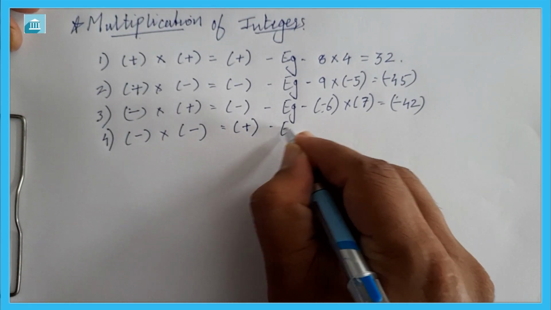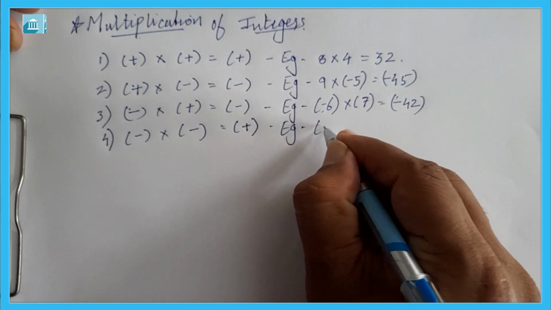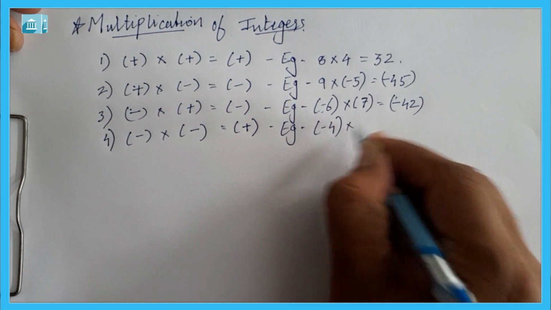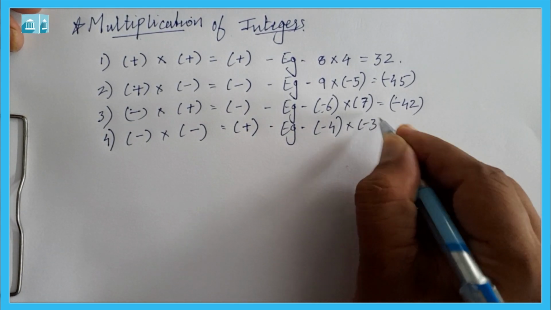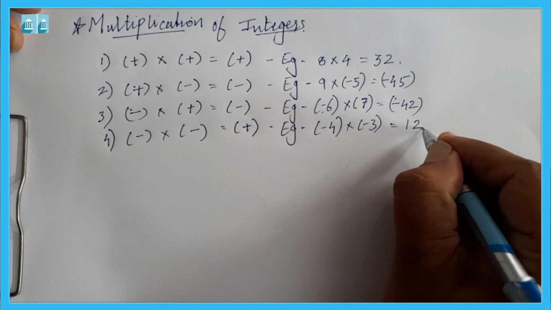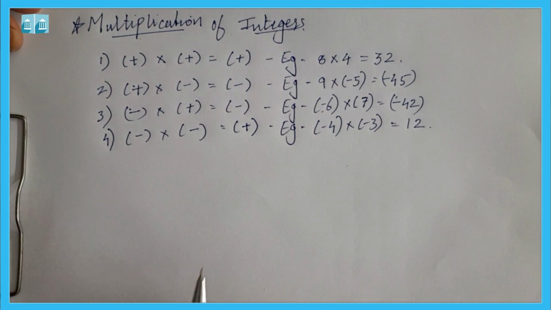Now, negative multiplied by negative, the result is always positive. For example, minus 4 multiplied by minus 3, the result is 12, that is positive.